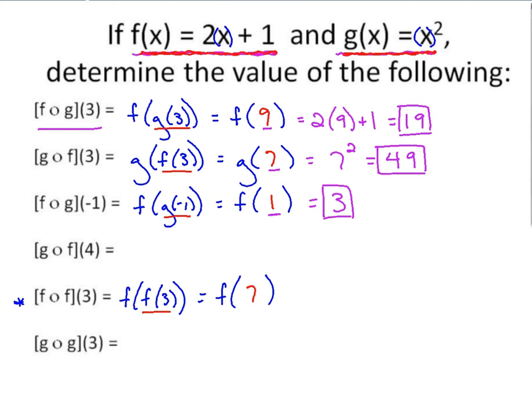Okay, take 7 now. Plug that into the function for f. We're still working with that same function. So back here, plug in for x. It's 2 times 7, so 14 plus 1, that'd be 15. F of f of 3 equals 15.